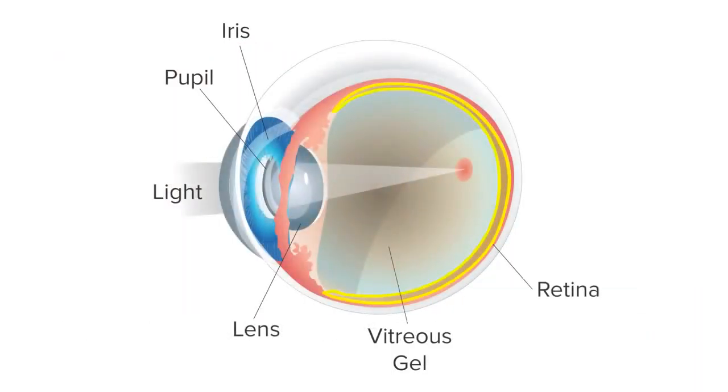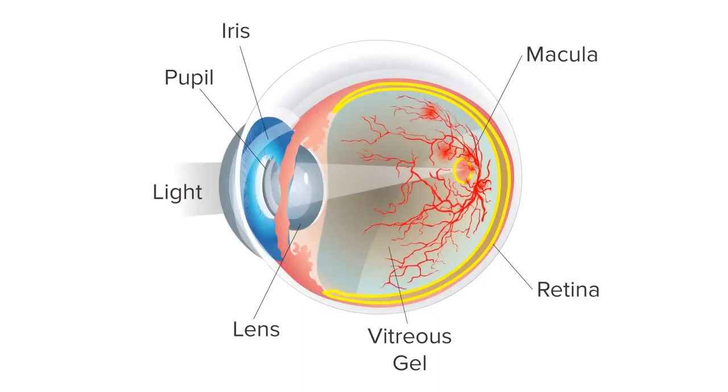DME involves the retina, the tissue at the back of the eye that receives and processes what you see, and the macula, which is a small part of the retina critical for seeing clearly. DME occurs when blood vessels leak fluid into the retina and macula, causing edema.